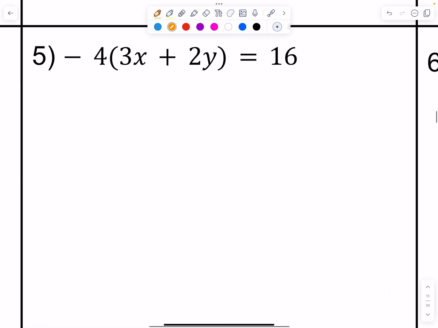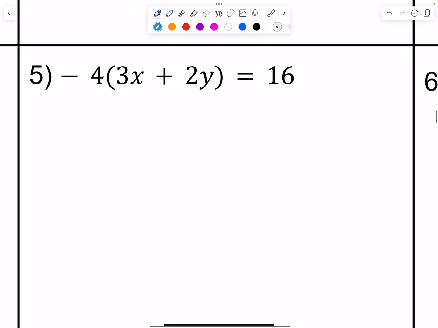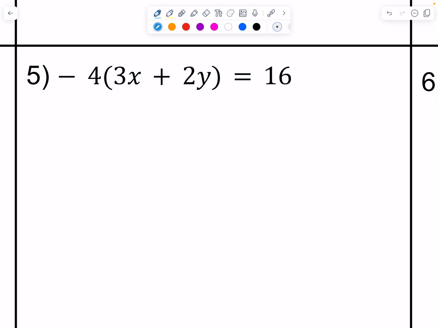Okay, so let's look at another one. On this one, we have -4 times the quantity 3x plus 2y is equal to 16. So first things first, we could either distribute the -4 to both terms, or we could just divide by -4 to get rid of it, because we just need to get everything away from y. So either way would be fine. I'm going to divide by -4. So -4 divided by -4 will just give me 1. And we get 3x plus 2y is equal to 16 divided by -4, which would be -4.